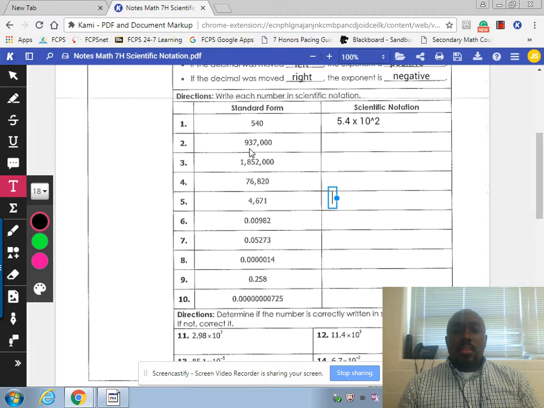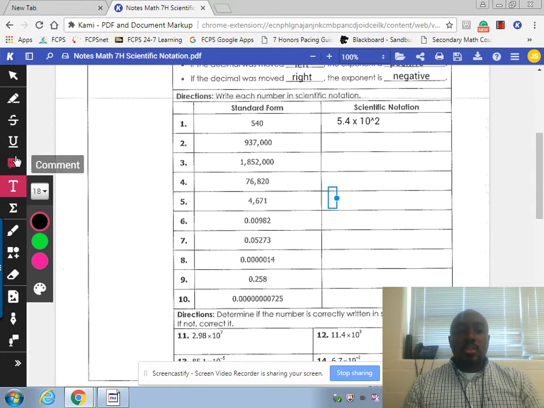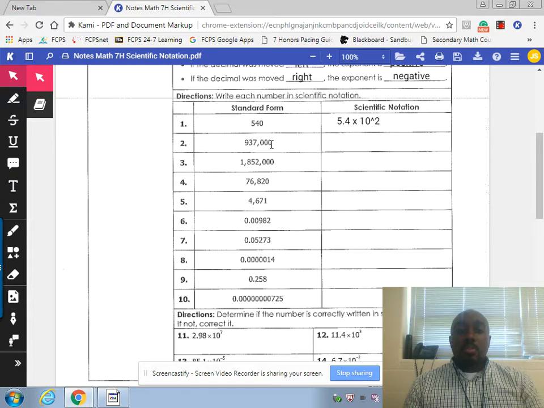So we have 937,000. If 937,000 were money, the decimal would be back here. So we need to move this decimal a number of places to the left in order to make sure that this number is between 1 and 10. If I move it 1, 2, 3, 4, 5 spaces, between this 9 and this 3, then I have the number 9.37. Is that number between 1 and 10? Well, 9.37 does fall between 1 and 10.